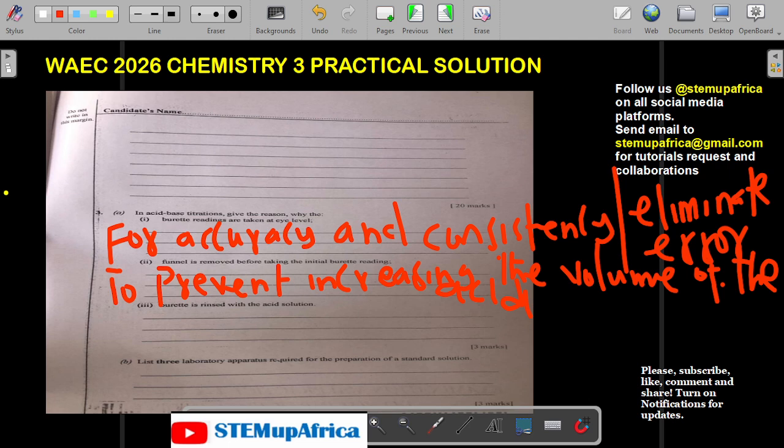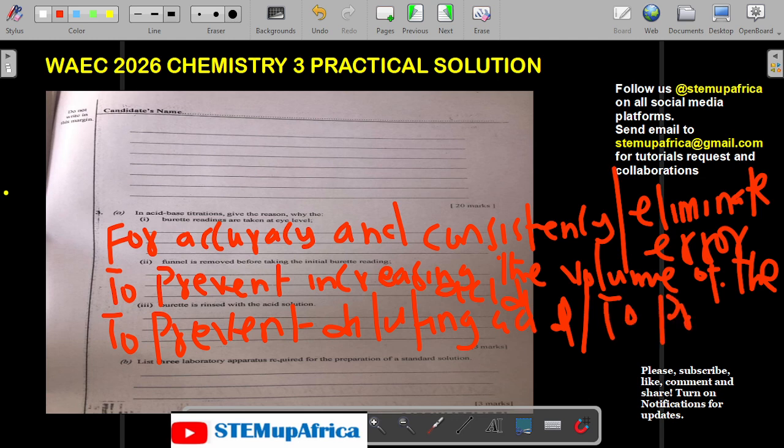Then the burette is rinsed with acid solution. Very important, you rinse it with acid solution, even though you are not told. One, to prevent diluting the acid. Because when you rinse the burette with water, some water will also be present inside, and all of it will not leave. That is why you first rinse with the acid. Another reason is to prevent contamination due to particles inside, such as dust and other things.